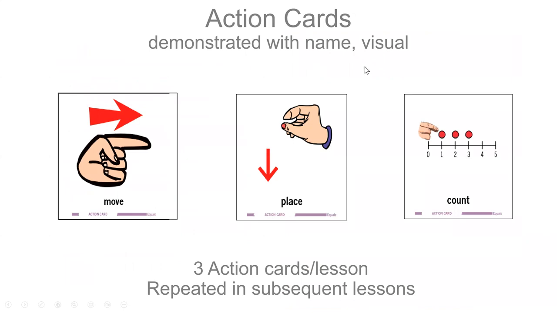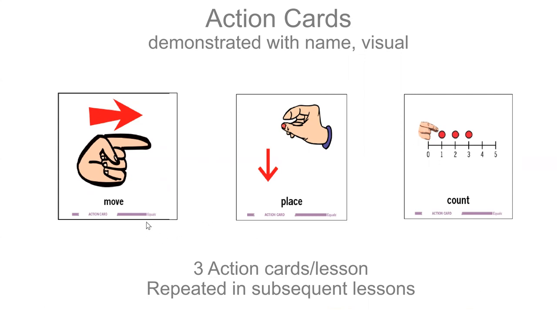Action cards are included in every single lesson. There are 3 identified, and they are related to the strategies. These are repeated in subsequent lessons, so you see them throughout the lesson, and they will show up again and again. These are demonstrated to students multiple times throughout the lesson so they can see that, and they can also take a turn so they can feel that as well.